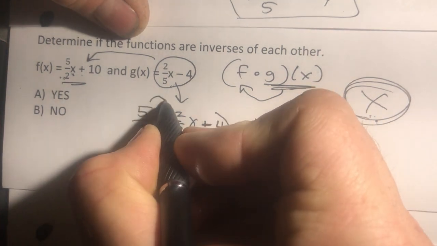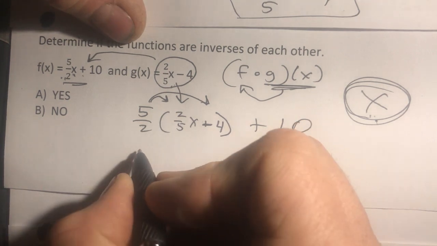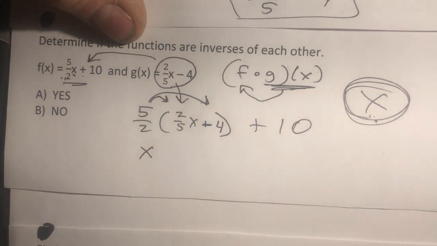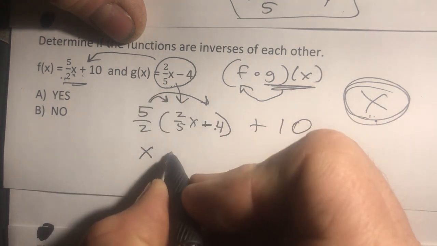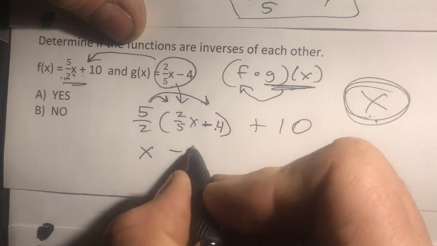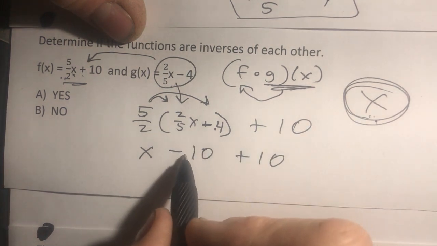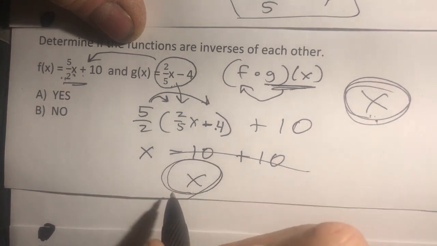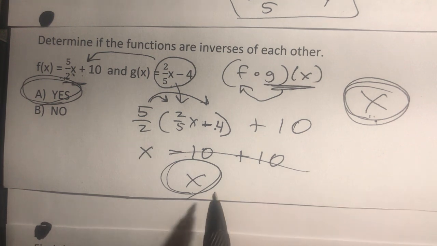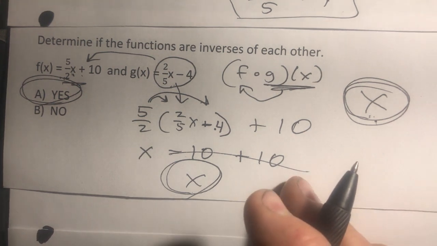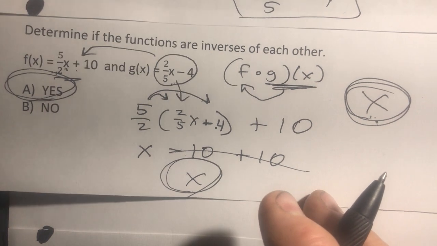So I'm going to distribute here. Just use your calculator: 5 over 2 times 2 over 5. That's just 1x, so this looks good so far. Now 5 over 2 times negative 4. That's going to be negative 20 over 2, which is negative 10. And then I have a plus 10. And look here, these two cancel. So it's just x. So yes, these are inverses of each other. Good deal, inverses.